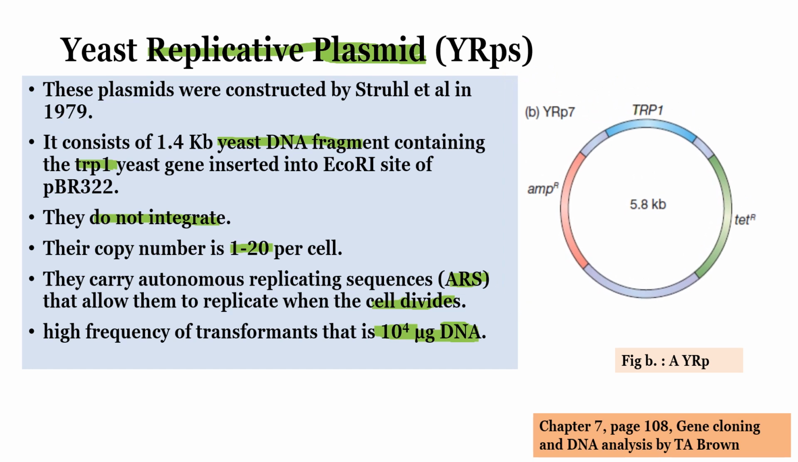A typical yeast replicative plasmid contains the tryptophan synthesis gene as a selectable marker. It contains portions from pBR322. Again, it's a shuttle vector. It can be used in E. coli and yeast. It has an ampicillin resistance gene, a tetracycline resistance gene, a region of replication for E. coli, and an autonomous replicating sequence for replication inside the yeast host.